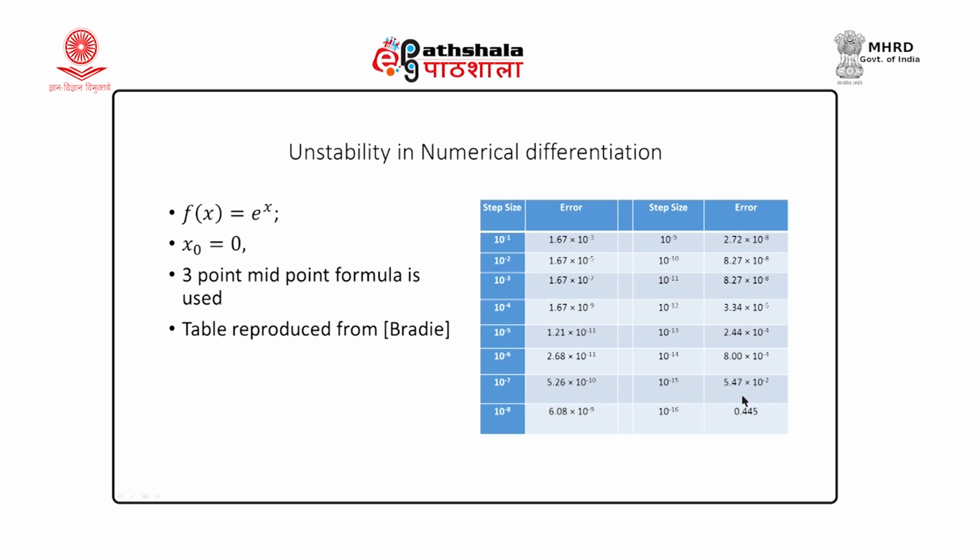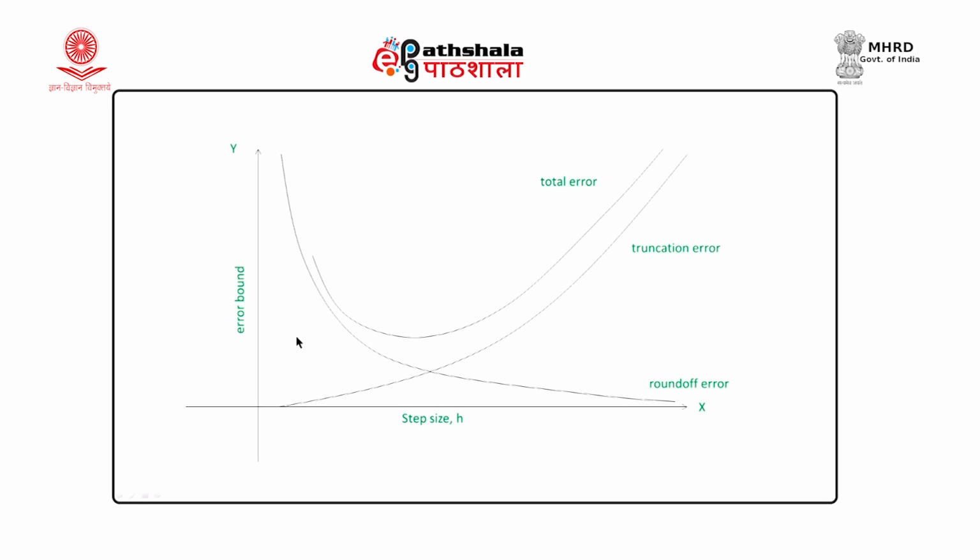error is increasing, and the reason is the total error has started increasing because round-off error has started increasing as you reduce h because of finite precision of arithmetic in the digital computers. And so, in the case of numerical differentiation, beyond a particular optimal size of h we cannot go. And this is the graph which illustrates this phenomenon.